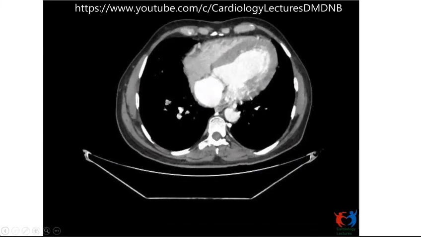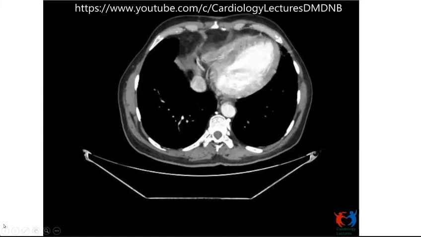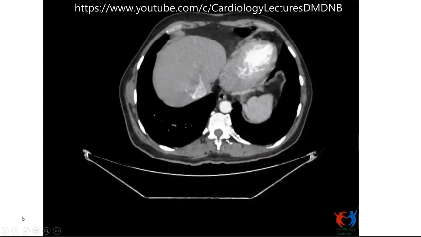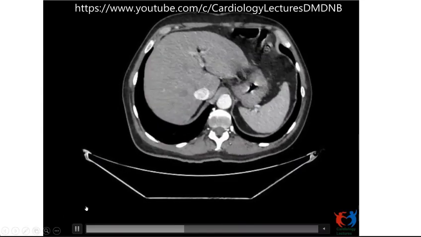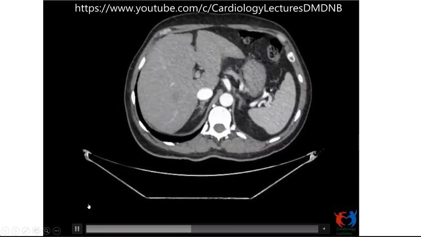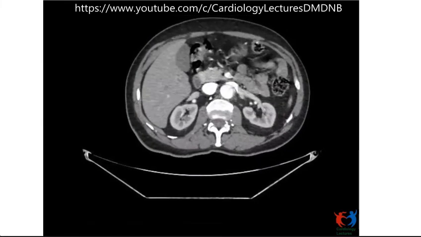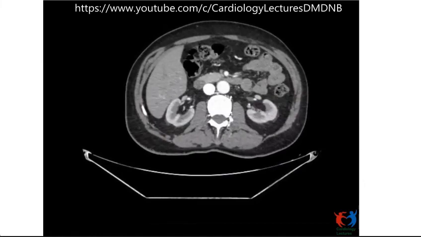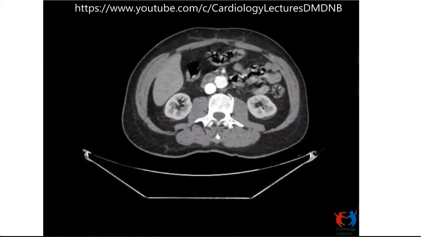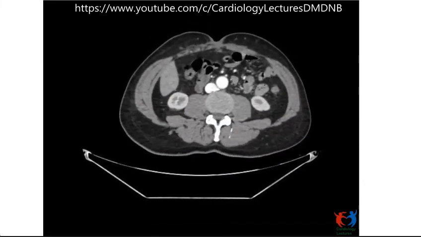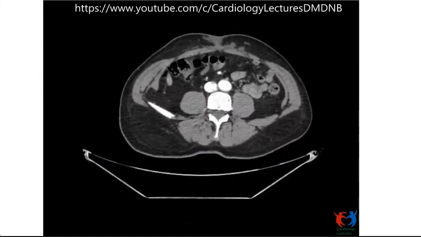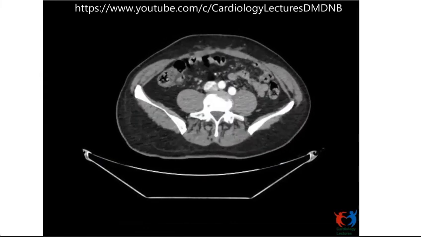What all things can you make out in this CT? Of course, the aorta is grossly dilated. The aorta is pressing on the pulmonary artery. What else is there? So there is an aortic aneurysm. Anything more?